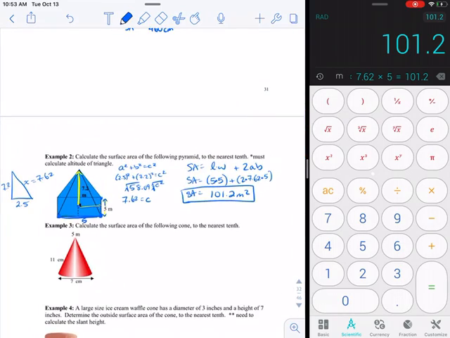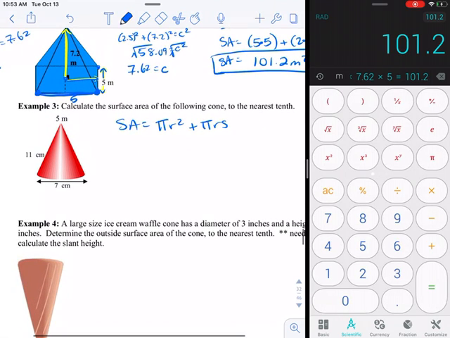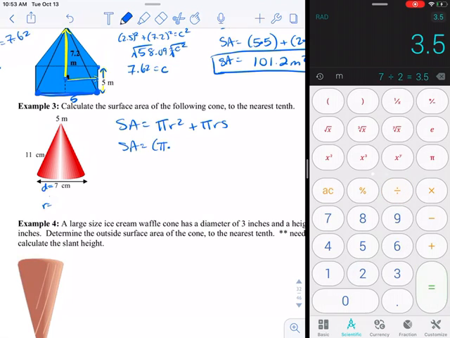All right. You need to look back and get pi r squared plus pi rs. Okay. So pi times r, the radius. So the diameter is 7, so the radius is half of that. So pi times 3.5 squared plus pi times 3.5 times the slant height, which is 11.